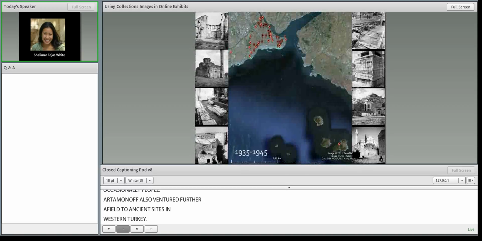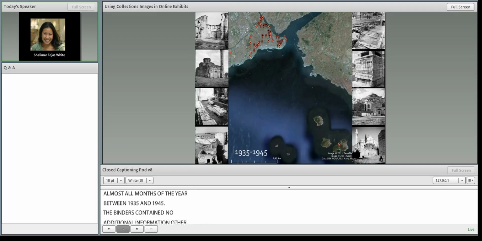So from analyzing the photographs, we surmised that the photographer was a resident of Istanbul, since we had photos from all over the city and from almost all months of the year between 1935 and 1945. The binders contained no additional information other than the name, so we still had no idea who Artamonoff was or how his photographs came to Dumbarton Oaks.